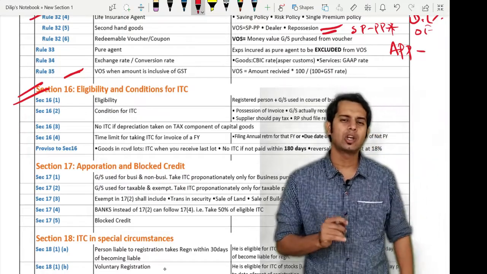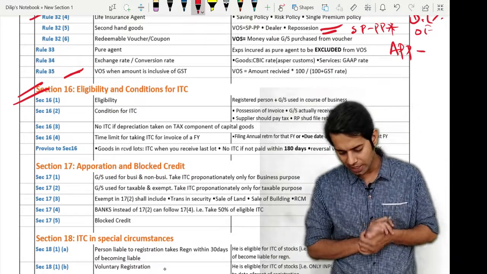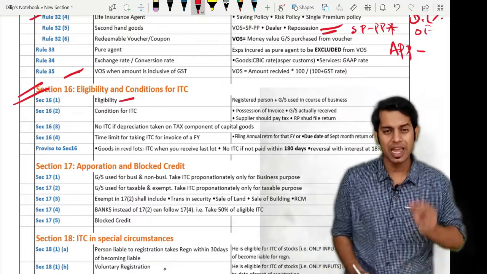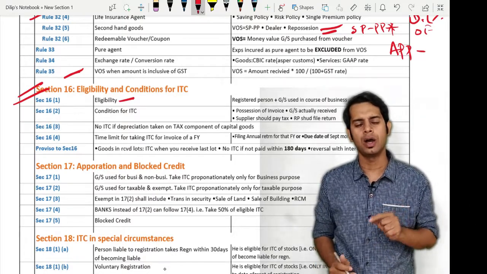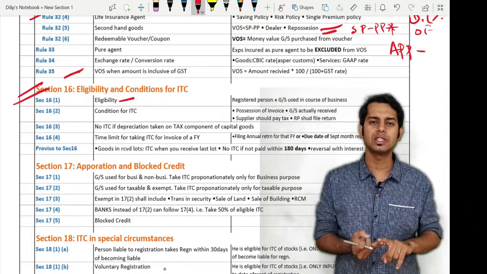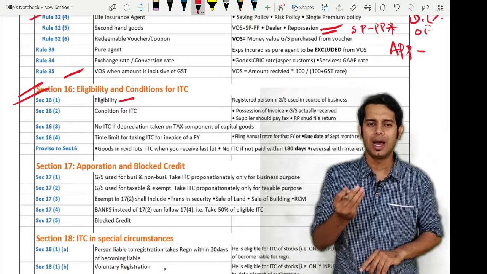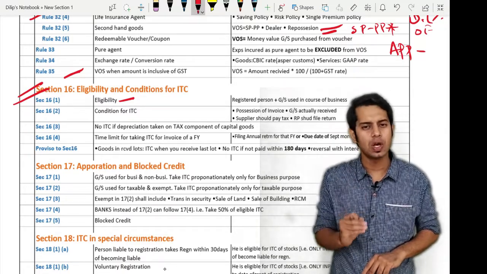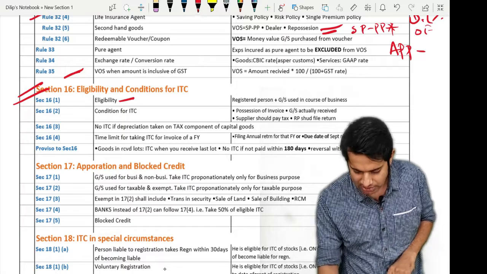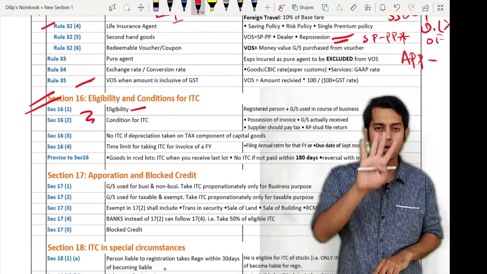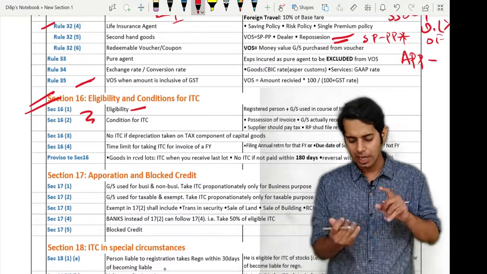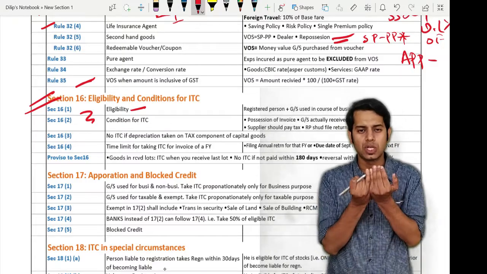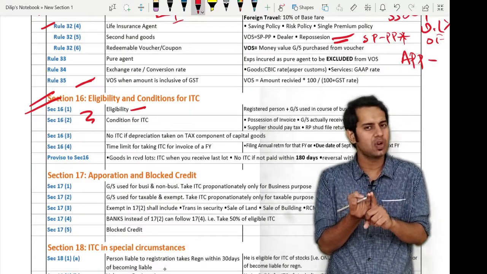Section 16 talks about eligibility and conditions of input tax credit. Who is eligible? Every registered person is eligible to take input tax credit on goods and services or both, which is used or intended to be used in the course or furtherance of his business. Section 16 subsection 2 talks about conditions. There are totally 4 conditions for taking input tax credit. Condition number 1, the registered person should be in possession of a tax invoice.